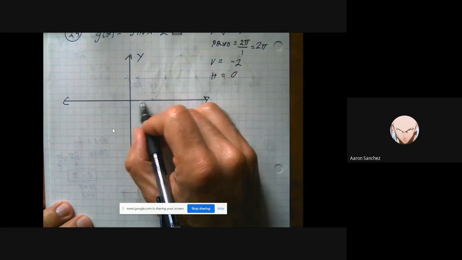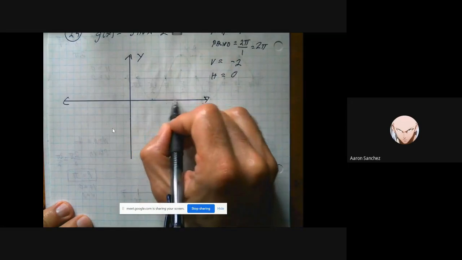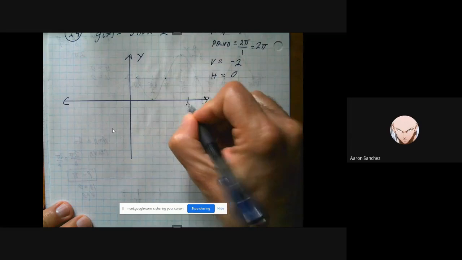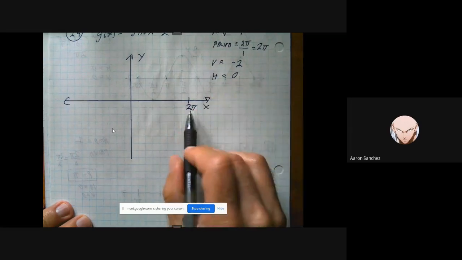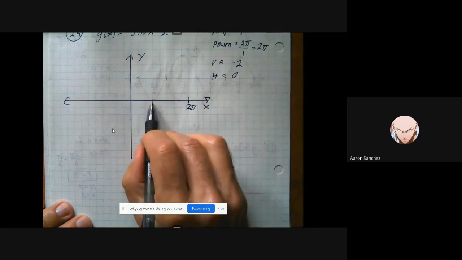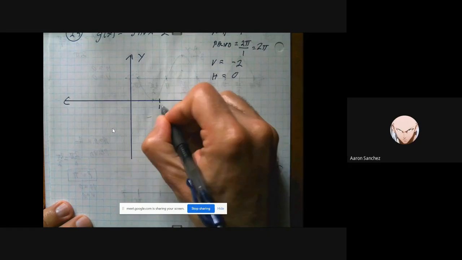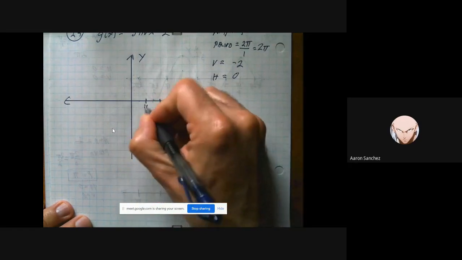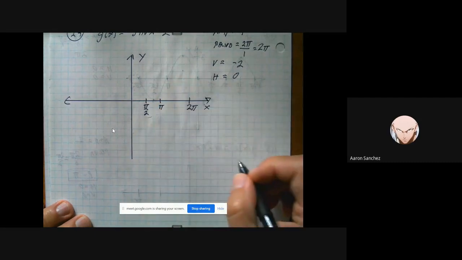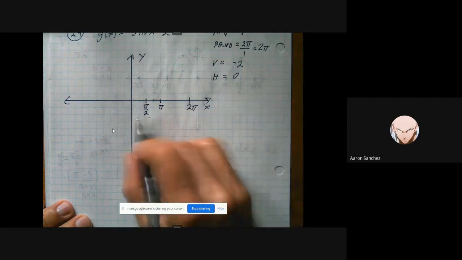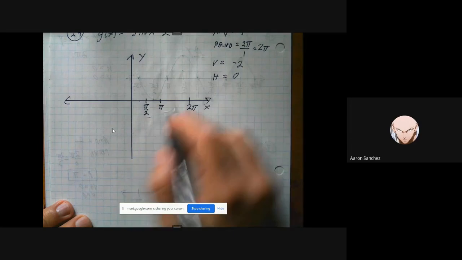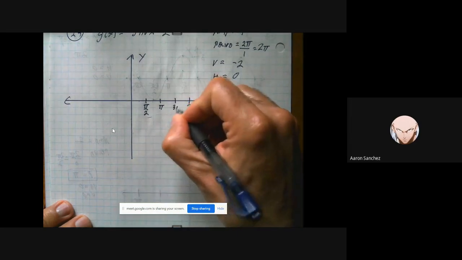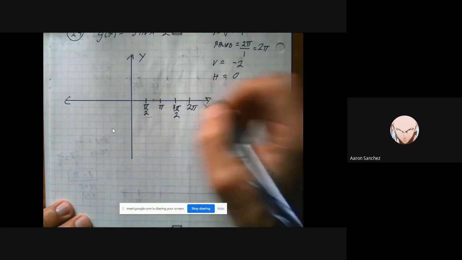Let's go 1, 2, 3, 4, 5, 6, 7, 8. And here we have 2 pi. Half of 2 pi, 1, 2, 3, 4, is pi. Half of pi, 1, 2, is pi over 2. Those are our key points. And then add these up, pi over 2, 2 pi over 2 is 3 pi over 2.